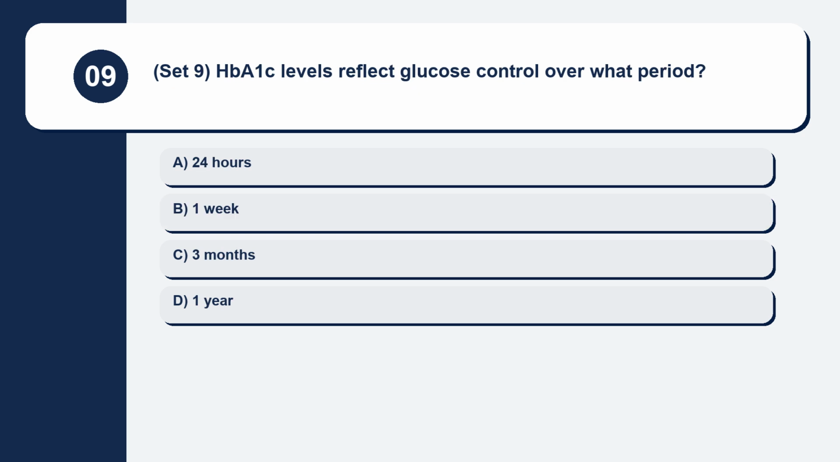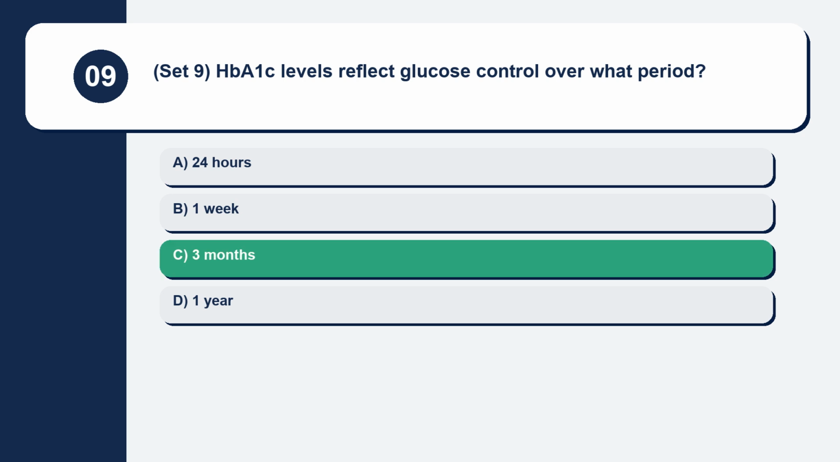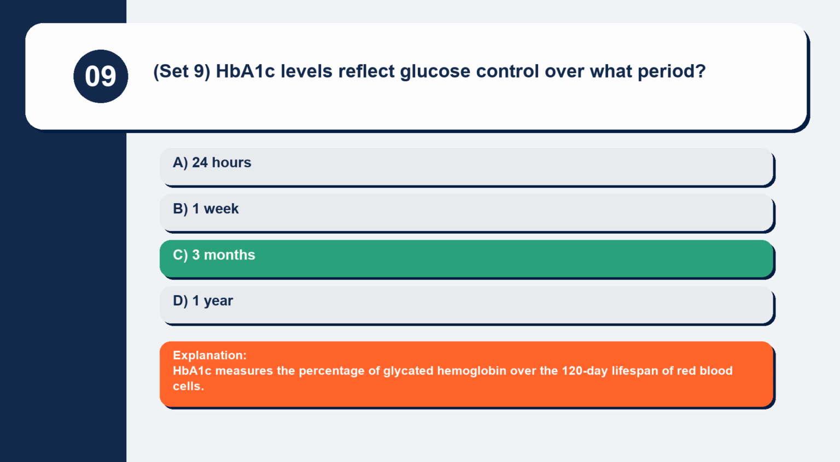Question 9. Set 9. HbA1c levels reflect glucose control over what period? 24 hours, 1 week, 3 months, 1 year. HbA1c measures the percentage of glycated hemoglobin over the 120-day lifespan of red blood cells.